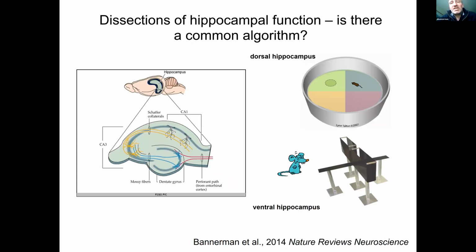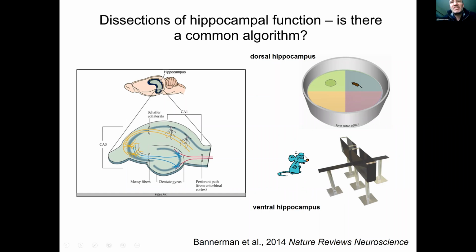And what we know from lesion studies over many years, including work from our own lab, is that you can doubly dissociate different functions between the different hippocampal subregions. So dorsal hippocampal lesions produce deficits on spatial memory tasks. Ventral hippocampal lesions reduce anxiety, but ventral lesions have very little effect in the water maze. Dorsal hippocampal lesions have no effect on the elevated plus maze.